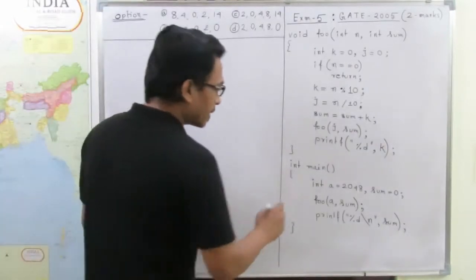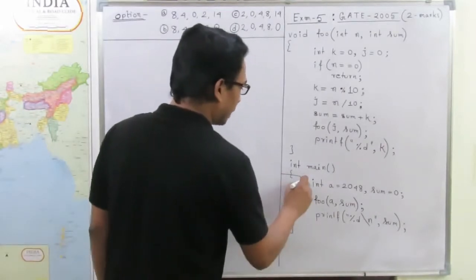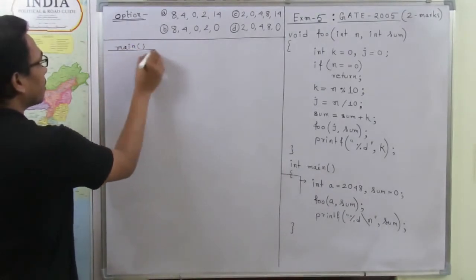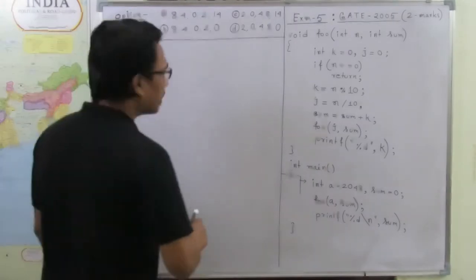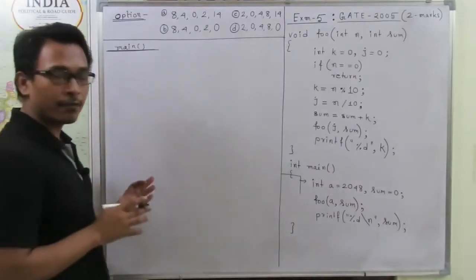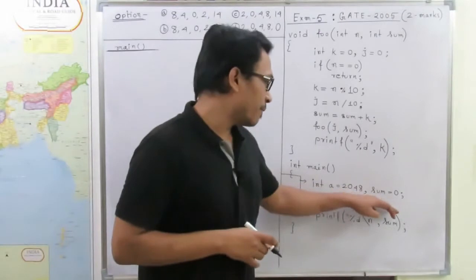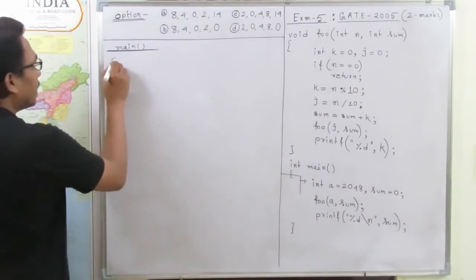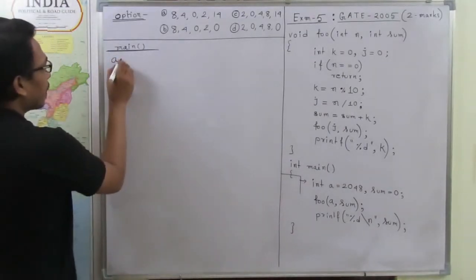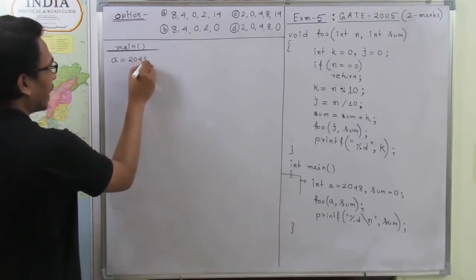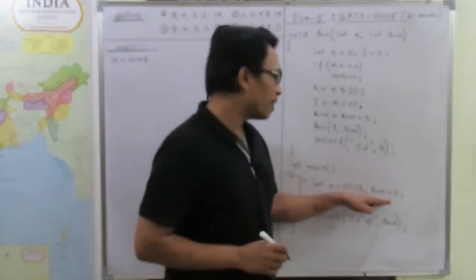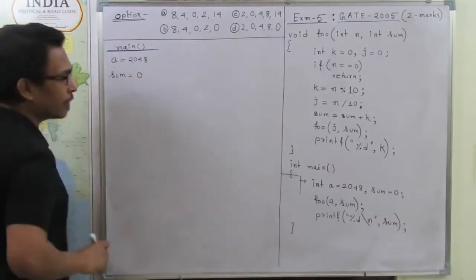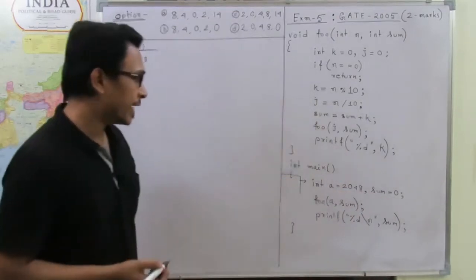Again, program starts execution from main function. That means the system will first create a memory block for main function, and in this memory block, 2 variables will be declared. One is a, another one is sum. Variable a will contain 2048, and sum contains initial value 0. Clear?